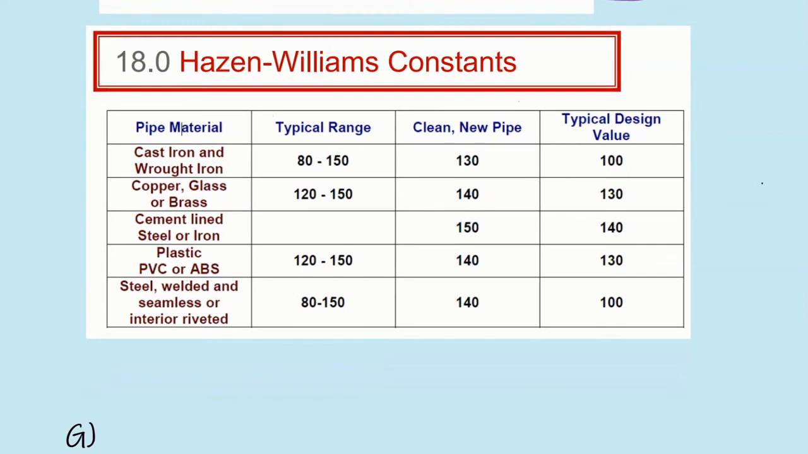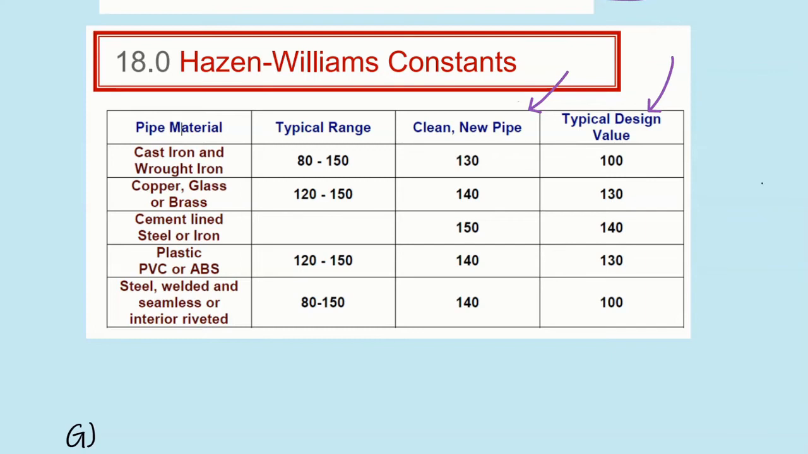Okay, so let's look at this table here. We can see that there's a couple of different values here. You see clean new pipe, and you also see typical design values. If you don't know which one to use, go with the typical design value. Clean new pipe is when the system is brand new and it's installed, and the interior of the pipe is in the best shape it will ever be.